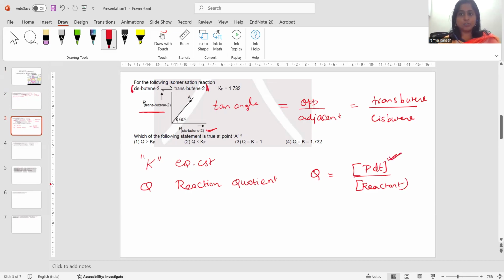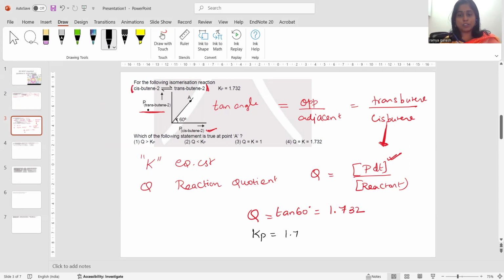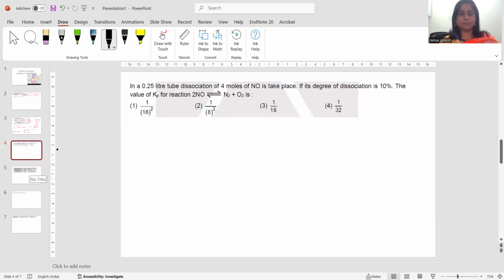Yes, obviously. So what you have is very similar to this, isn't it? So can I take the angle directly? Q can directly be equal to tan 60 degrees. Tan 60 is nothing but 1.732. The Kp value that is provided to us is also 1.732. Therefore, Q is equal to K, which is 1.732. So this question is a combination of a mathematical idea along with chemistry. Very good, well done, those who have got the correct answer. Let's go to the next one.